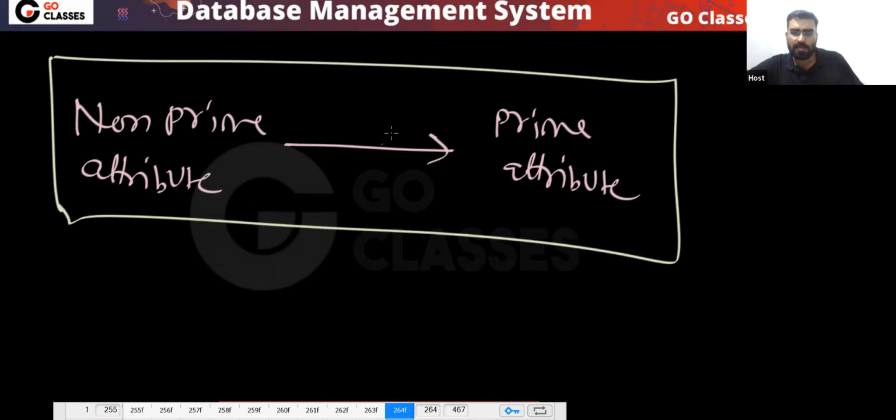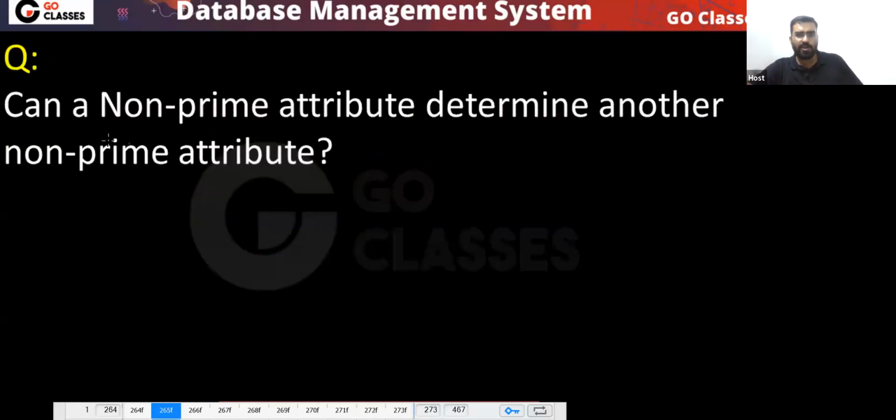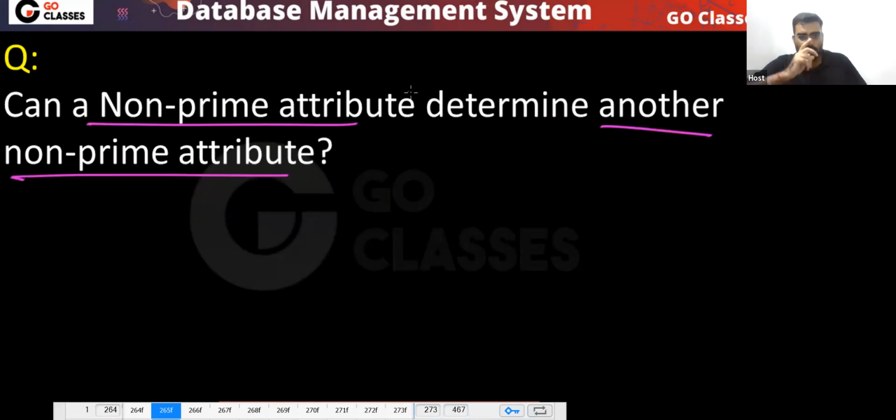Not possible. This can never happen. Okay, let's see this one. Can a non-prime attribute determine another non-prime attribute? Yes, it is possible. There is no problem.